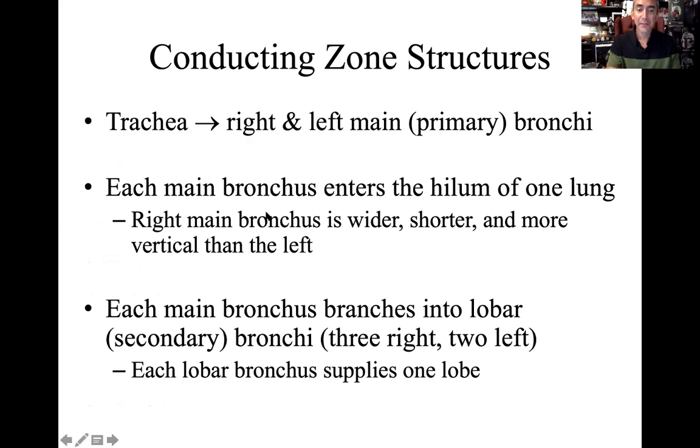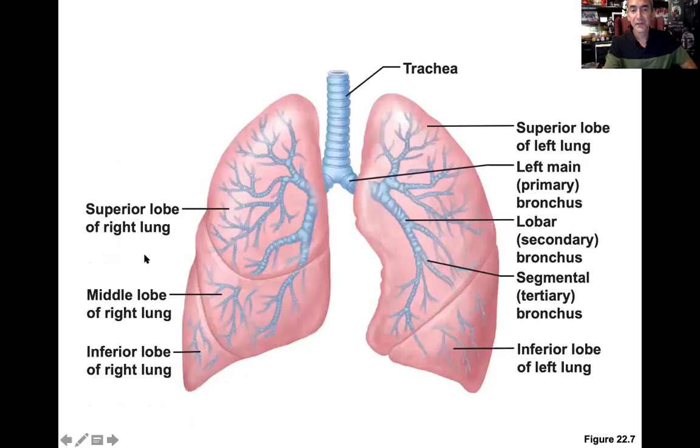So we say the right main bronchus is wider, shorter, and more vertical than the left, right? And that's because, again, of the bronchi compensating for the position of the heart. Little artist rendition here showing that notch in the left lung compensating for the apex in the position of the heart. Also, the lobes are going to be different.